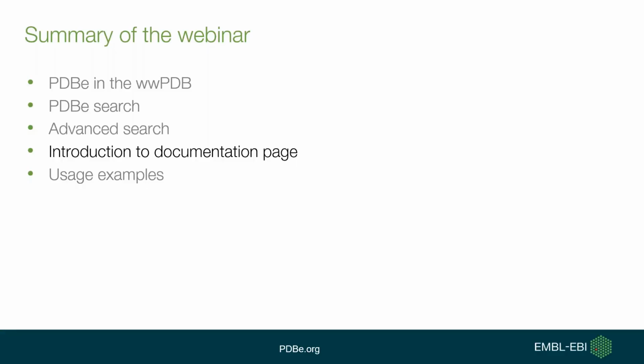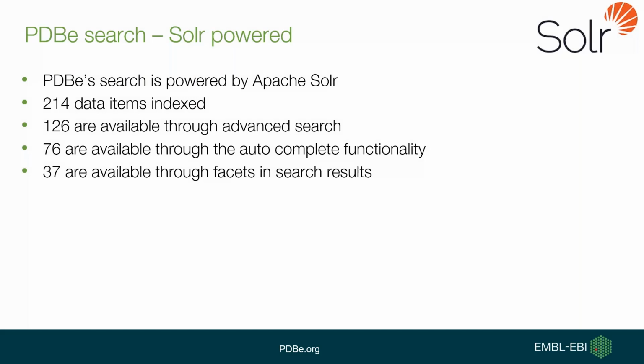So as this is all about the API, we'll start introducing how we access all of these things through the API. Our search is powered by Apache Solr. We have indexed 214 data items. About half of them are available through the advanced search, three quarters of those or so through the autocomplete functionality on the front page that I showed you, and only about 30 to 40 through the facets down the left-hand side. So there are a lot more data items indexed that are not necessarily accessible through any of the UI search that we have.